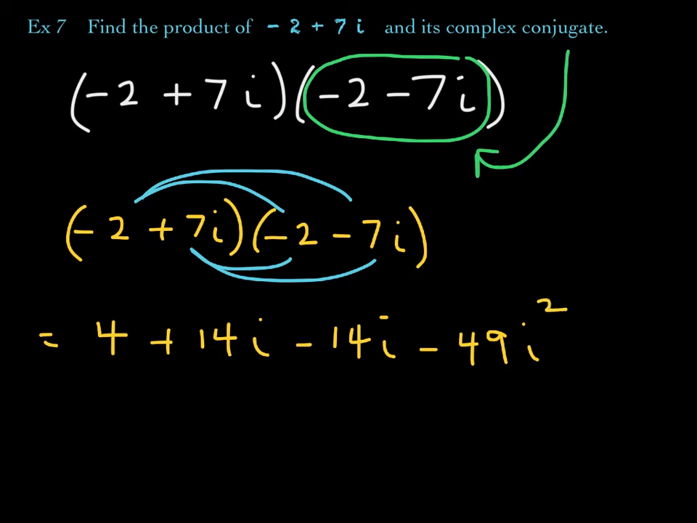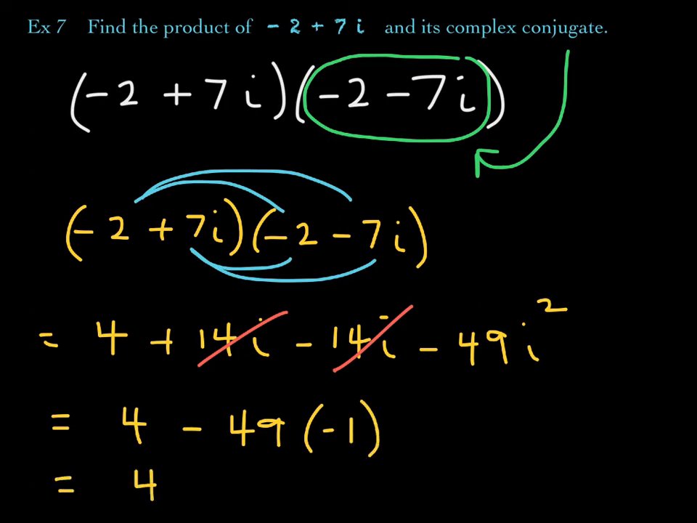Now pay close attention. Notice that your imaginary terms cancel. Okay, that was so important, what just happened right there. And then you end up with 4 minus 49, watch this, times negative 1, because i squared is negative 1. So you end up with just 4 plus 49. You end up with just the number 53. Now, the amazing thing is this answer is not an imaginary number. This answer is just a real number.